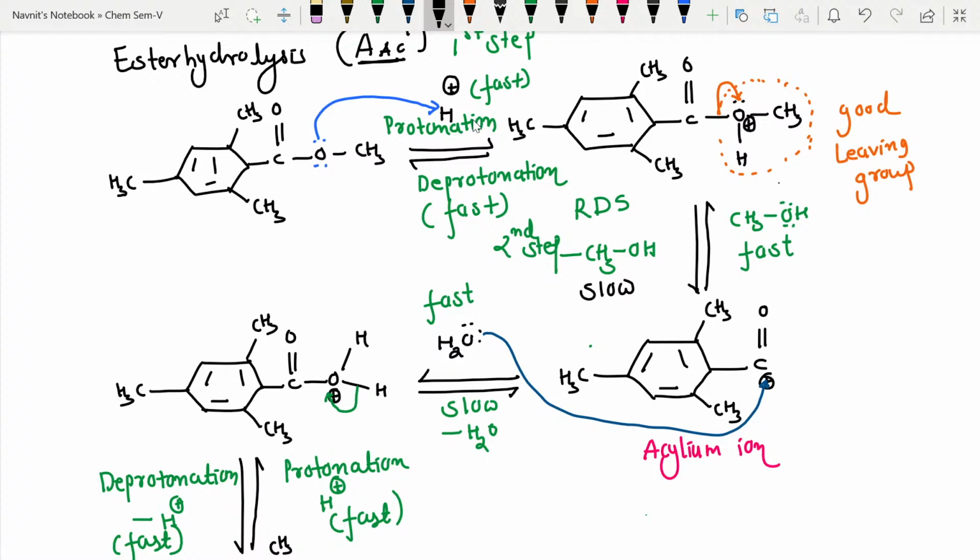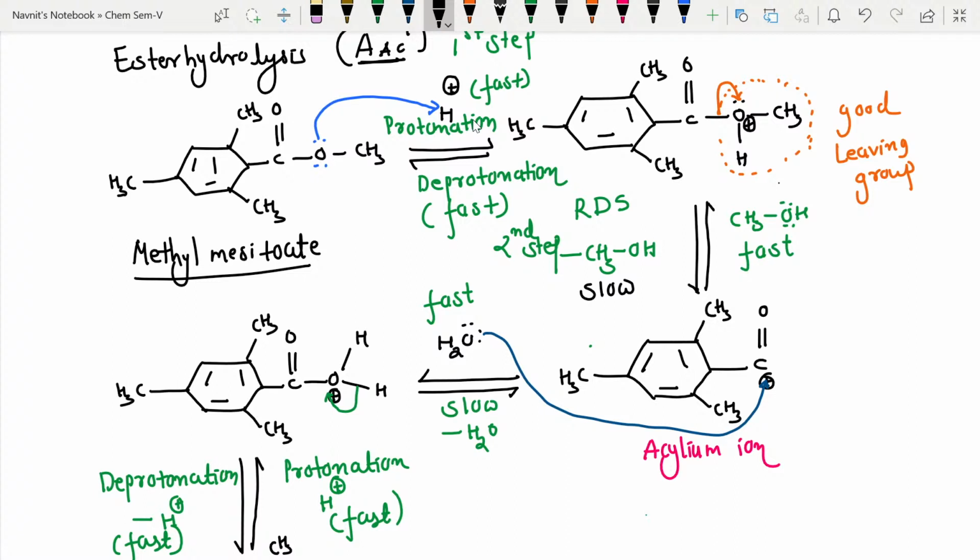So what we have discussed here is ester hydrolysis, but through the AAC1 mechanism. And the AAC1 mechanism is always followed by those molecules which are able to form a stable carbocation. That's why here I take the example of the sterically hindered methyl mesitoate.